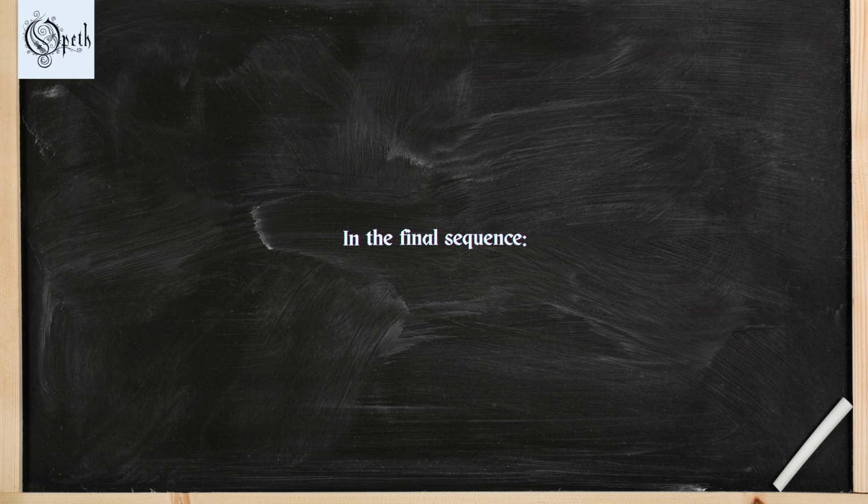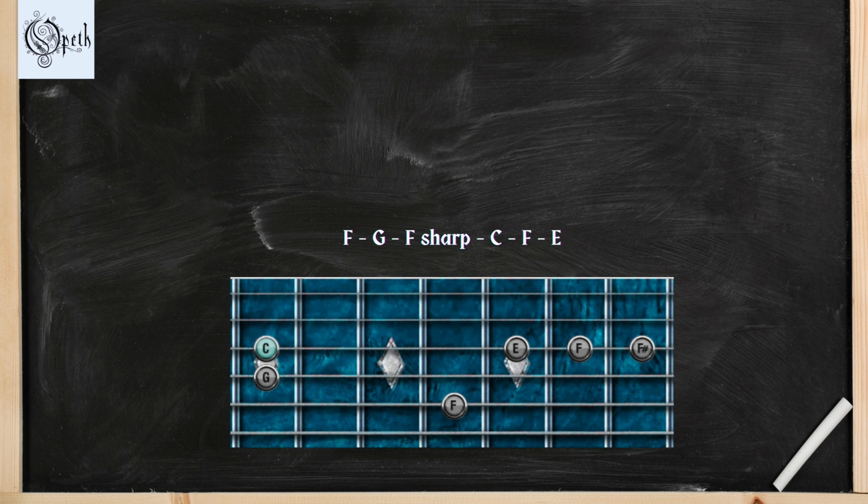In the final sequence, F, G, F sharp, C, F, E. F makes the cold space heavier. G unsettles it. F sharp turns it cold and bright. C introduces pure tension. F briefly calms it. And finally, E leaves the listener suspended in a cold, distant light.